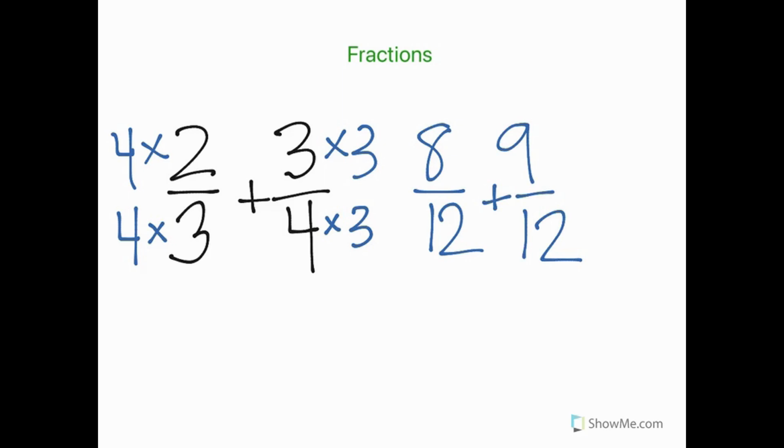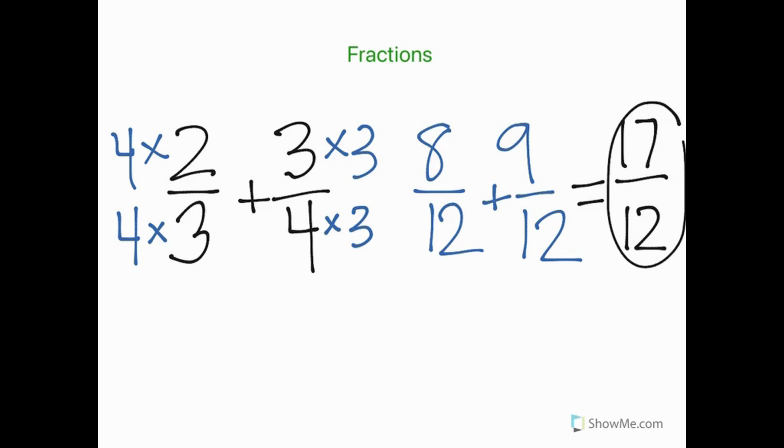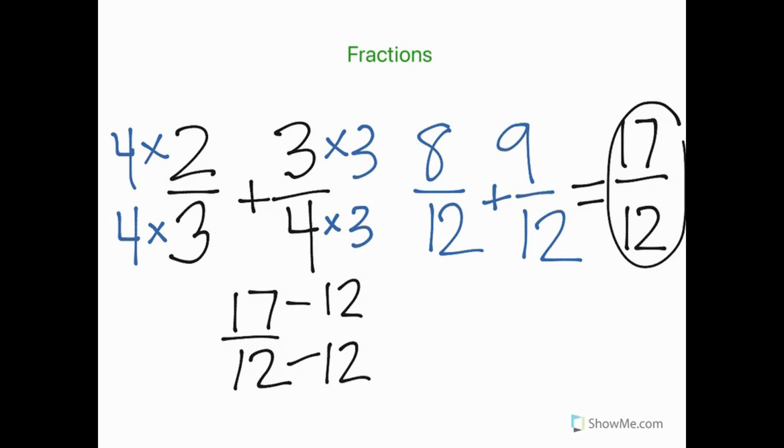All right. When we add those, we get 17 over 12. That's too big. We still have to find the greatest common factor. So we know that 12 only goes into 17 one time. So what does that do for us? We can do 17 over 12 minus 12 minus 12, which equals 0 and 5. So we know we have 1 and 5 over 12.